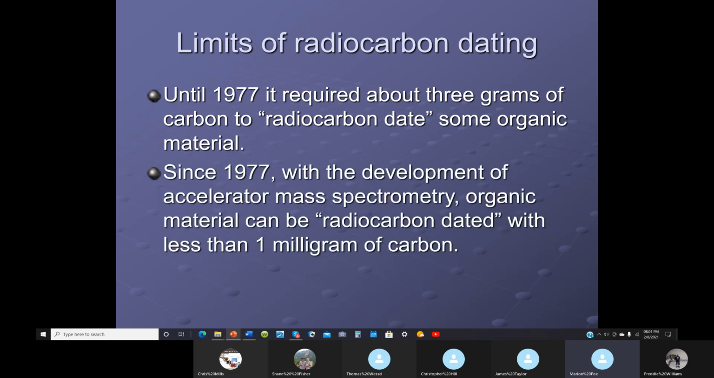Since 1977, however, with the development of accelerator mass spectrometry, organic material can be radiocarbon dated with a milligram of carbon. Well, that's a whole bunch less, isn't it? A milligram is 1,000th of a gram. So go from 3,000 milligrams to 1 milligram. It's been reduced by a factor of 3,000 to 1. So they can take smaller amounts of material. If they're going to date some object by it, they had to actually burn the object up and destroy it. That's what they had to do. And they were not really wanting to do that very much with old objects that they had.